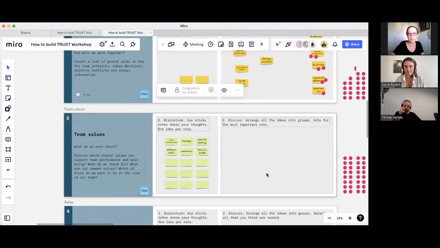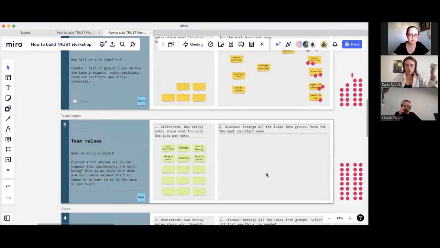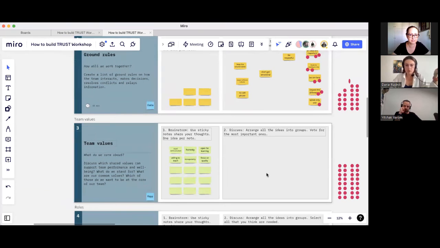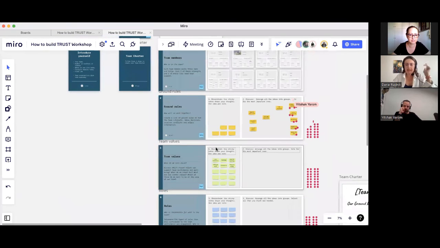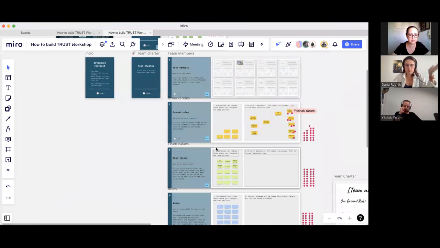So the process is that we move the team values to the second part of the board, and then your team votes and decides what the values of the team are, and then we will go to the next part. So when you know who's on your team, you have the rules, you have the values, the next thing you want to discuss is roles.